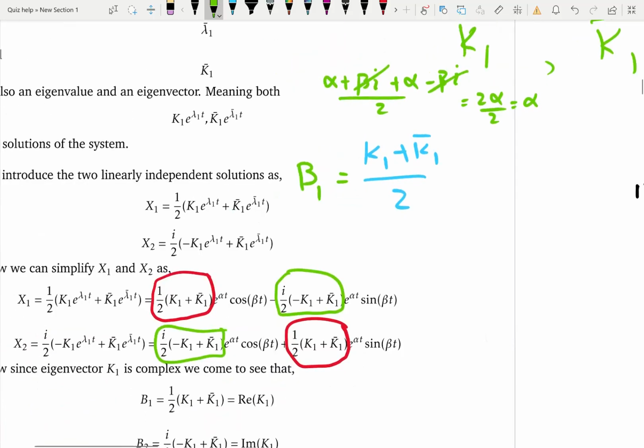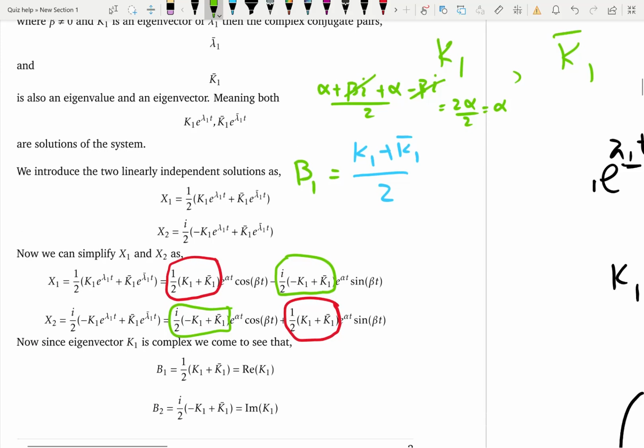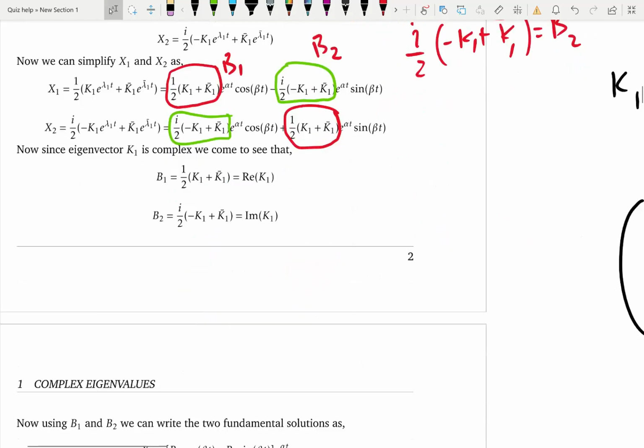So similarly, this red color part is B1. Then what is the green color part? So i over 2 times negative k1. This can be an exercise for you. This is actually the imaginary part, or B2. If you do it, you will see it. Okay, so this green color term is the imaginary part, B2. That is how we get this solution.